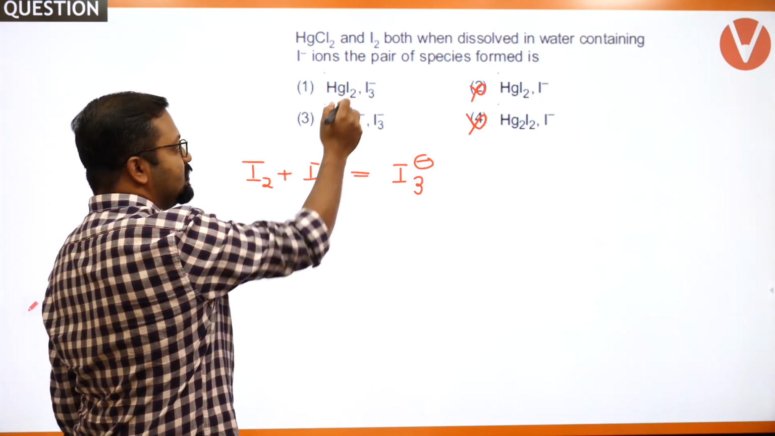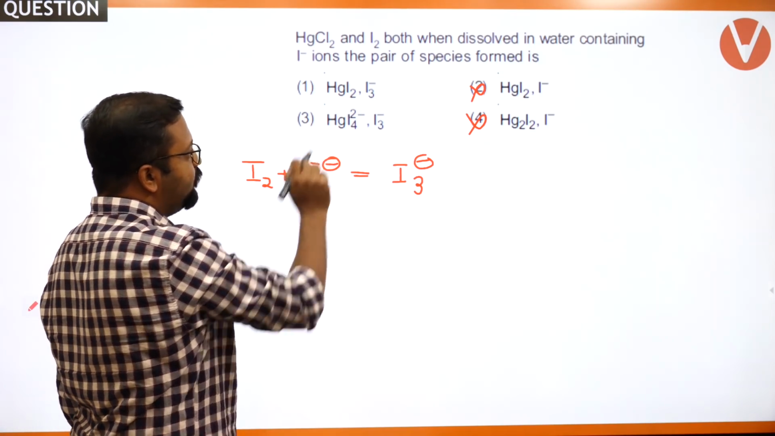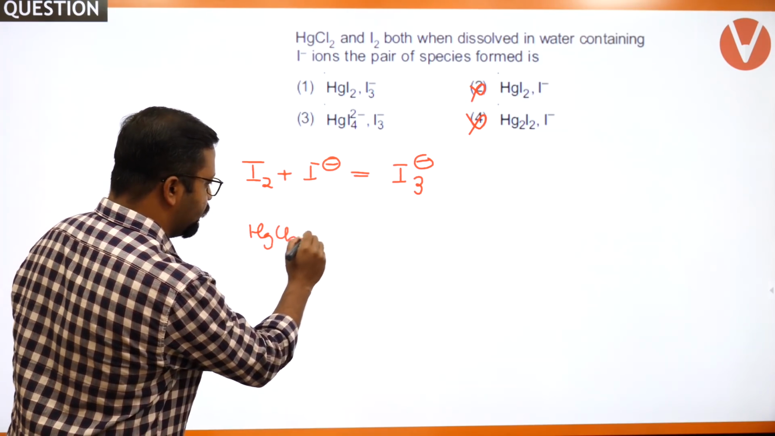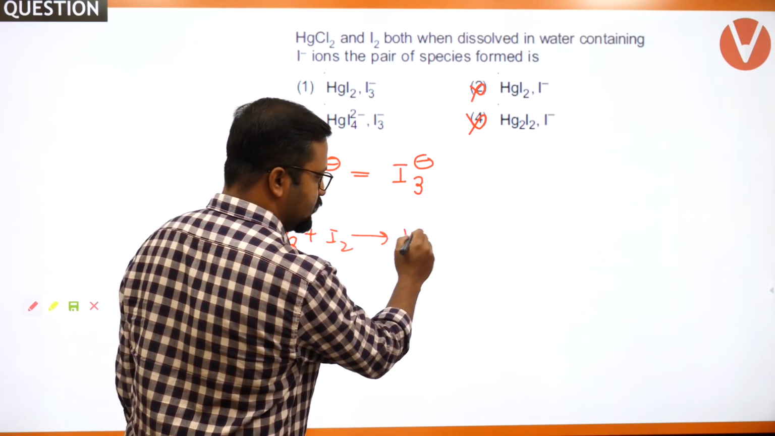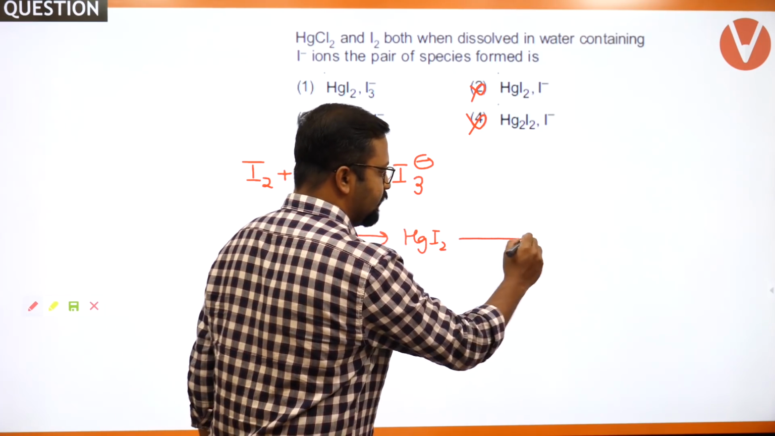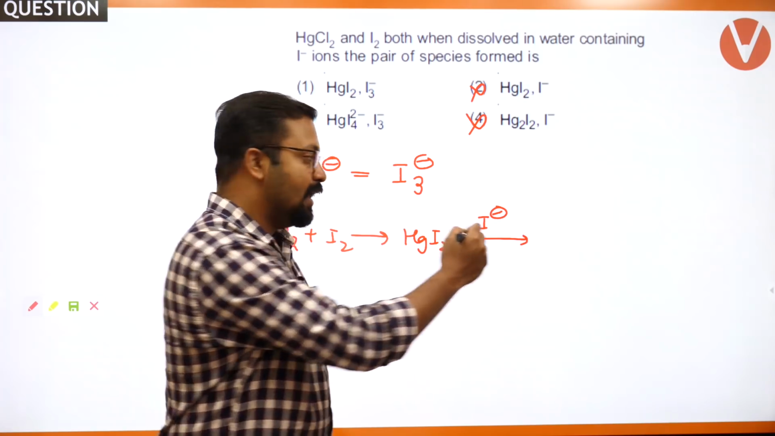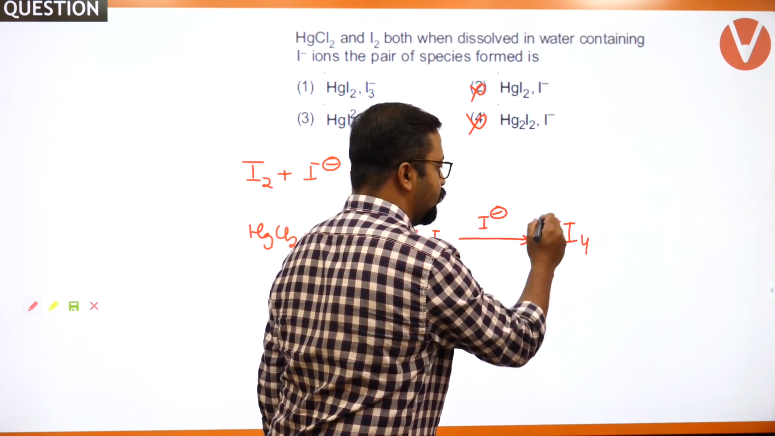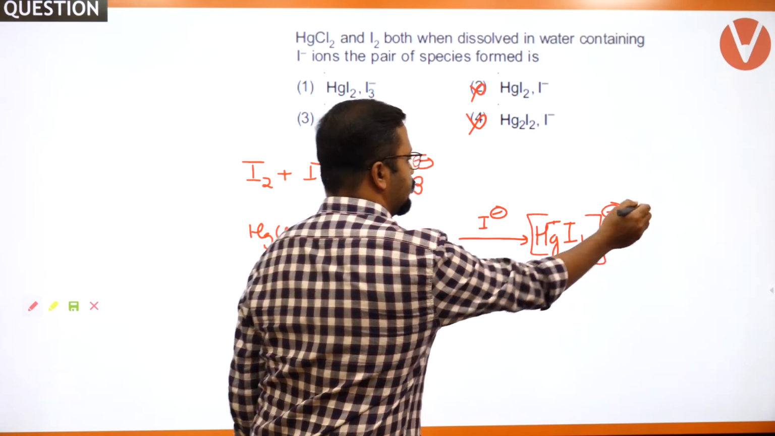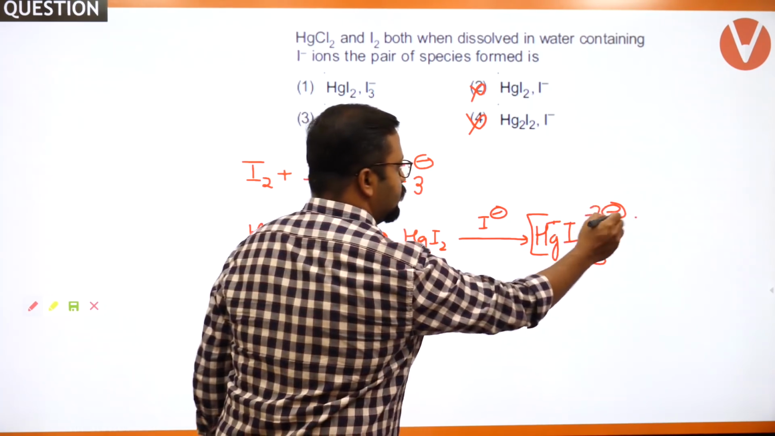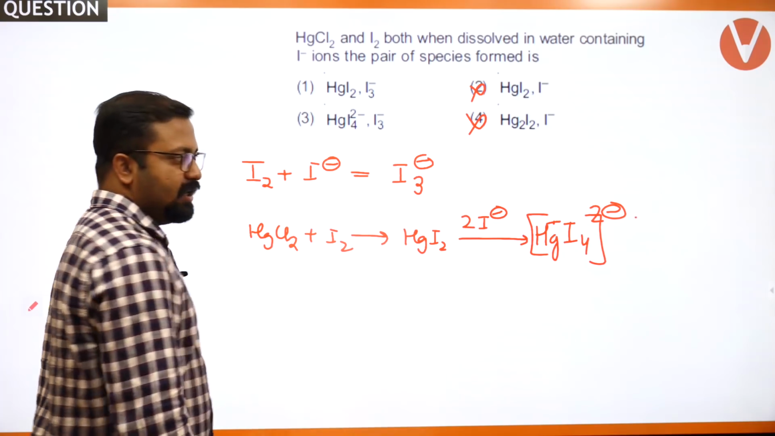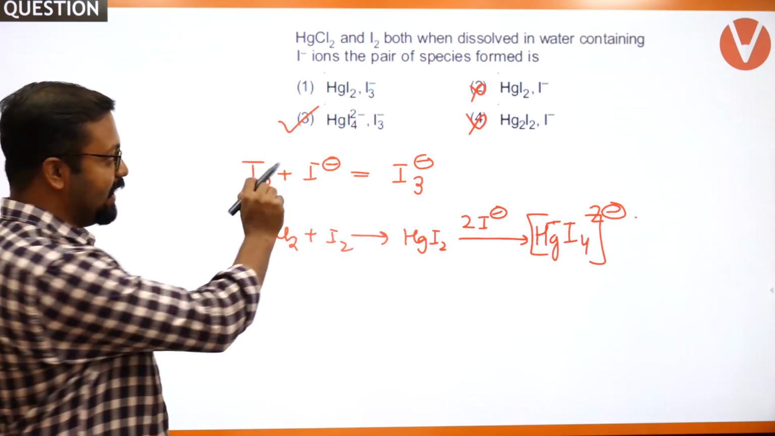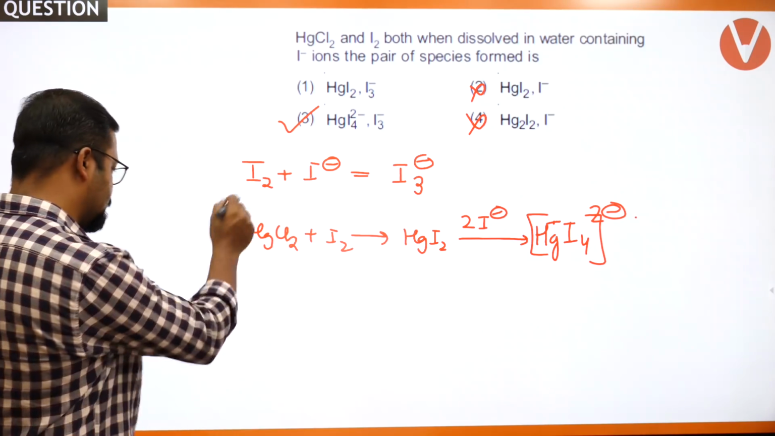Now whether it is HgI2 or HgI4 2- which will be present, how would I know? HgCl2 will react with I2 to form HgI2, and then it will further react with I- to form HgI4 2-. So the right answer to this question has to be the third. Okay. Next question.